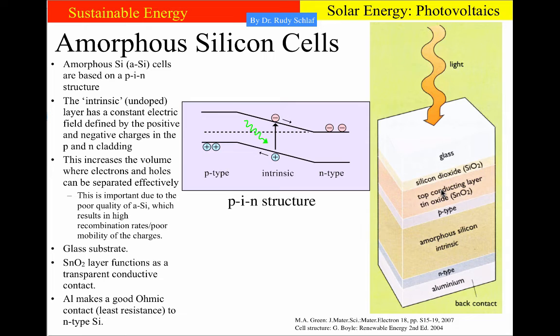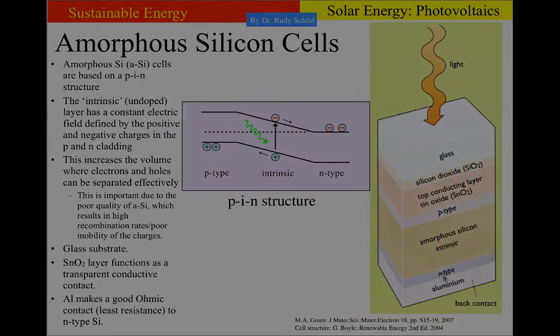The back contact of amorphous silicon solar cells is made from aluminum. That is the same with single crystalline materials. The reason for that is that aluminum is a material that makes a good ohmic contact with n-type silicon, and that leads to a low series resistance of the back contact.